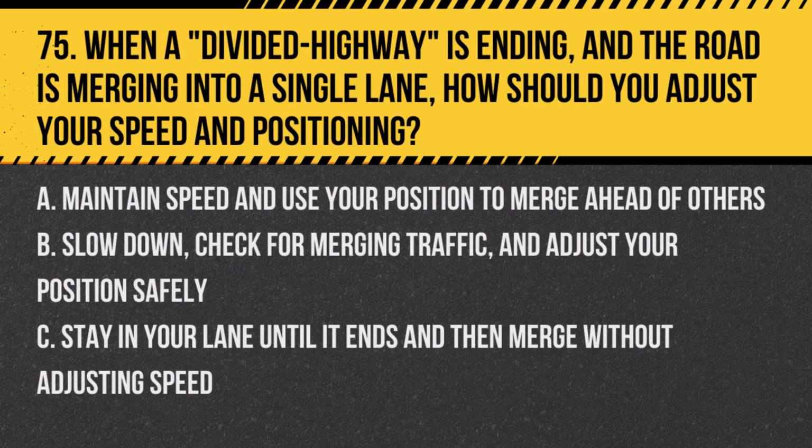Question 75. When a divided highway is ending and the road is merging into a single lane, how should you adjust your speed and positioning? A. Maintain speed and use your position to merge ahead of others. B. Slow down, check for merging traffic, and adjust your position safely. C. Stay in your lane until it ends and then merge without adjusting speed.